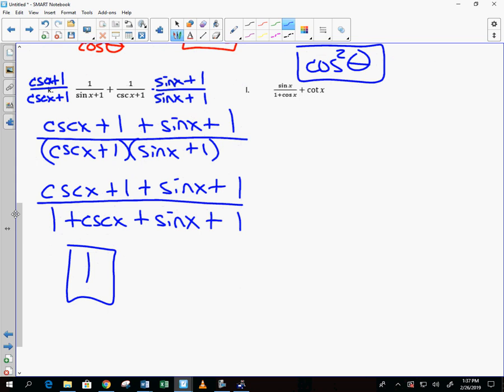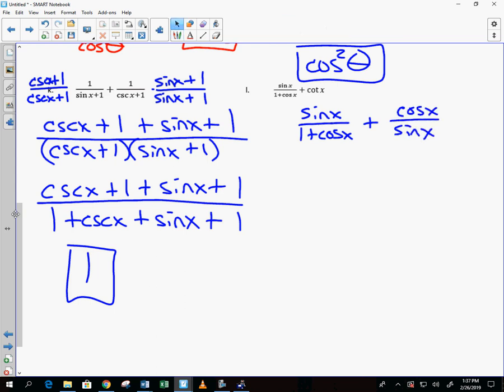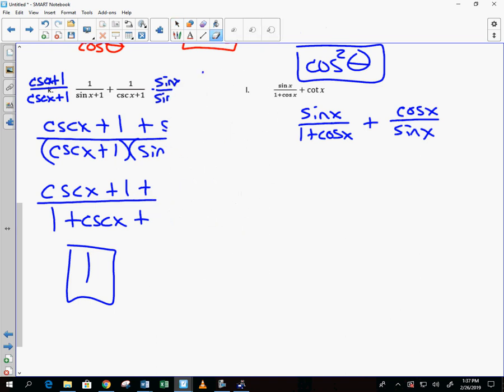Final example. What should I do first? Common denominator. Good. So I have 1 plus cosine of x, and over here I have cosine of x over sine of x. You guys said to find common denominators. Cotangent is cosine over sine. Yeah. I'm sorry, Maddie. Now what?